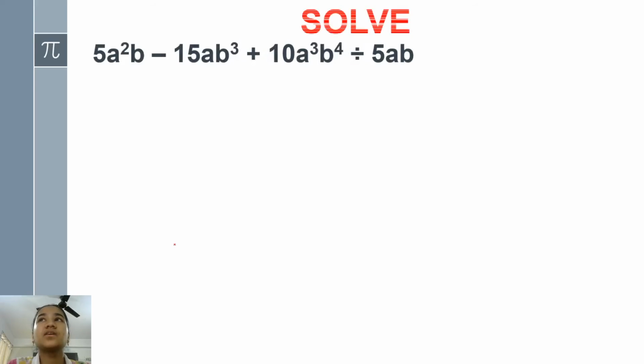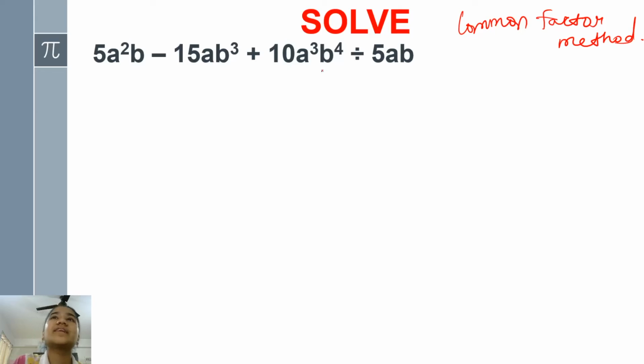Do we have another question to solve? Yes. So there is another question: 5a square b minus 15ab cube plus 10a cube b to the power 4, divided by 5ab. So in this case, we can follow the common factor method, and it will be very helpful. Let me explain it. Over here, the common factors are a, b, and 5. You can see, because 5 into 1 is 5, 5 into 3 is 15, 5 into 2 is 10. So 5ab is the common factor over here.